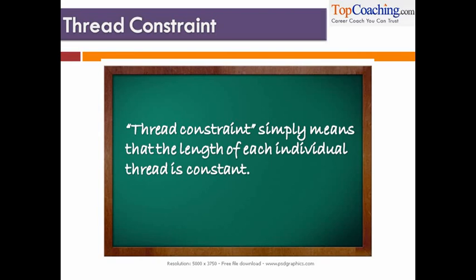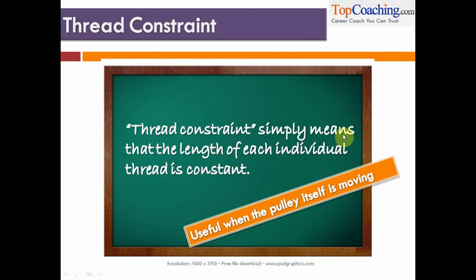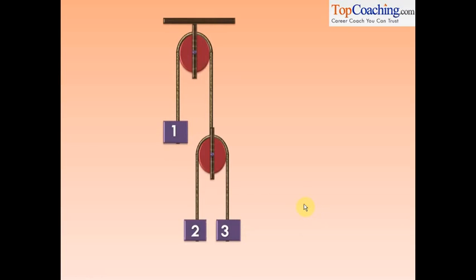Even after applying F equal to ma for each body involved, if we are not getting the answer, we need the thread constraint. Of course, thread constraint is generally used when the pulley itself is moving. Take a look at this system. Let's try to write the thread constraint equation for this system.